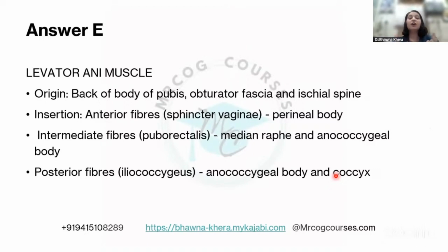So this is how the insertions are. So there is nothing to do with the ala of the sacrum. So that's the correct answer here.